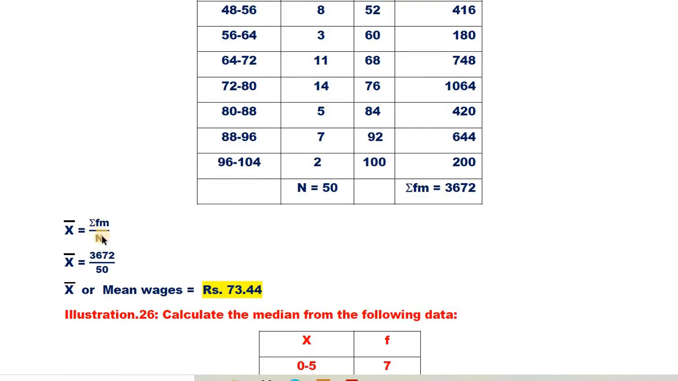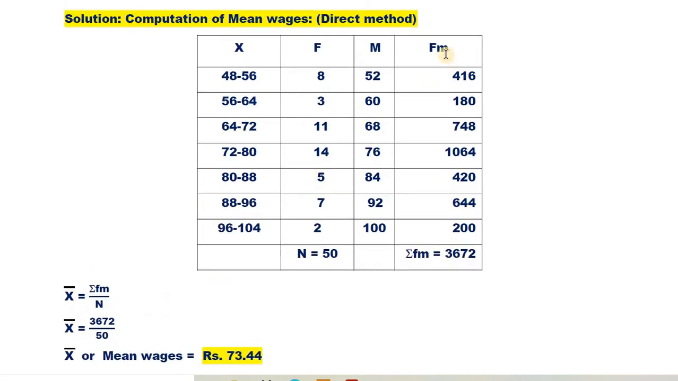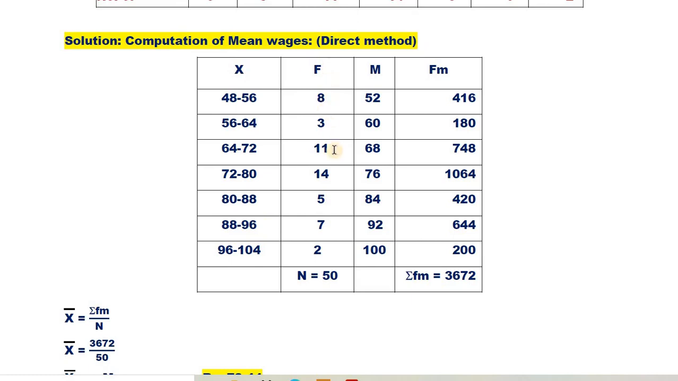So our first work is to obtain sigma fm, for which we need to calculate fm first. So we have provided in the table a separate column for fm. Now let me take up the variable first, from the first class interval till the last class interval. Then the number of employees we take in the column of frequencies. For 48 to 56, that means the employees who are getting wages between 48 to 56 are 8. That's what it means.